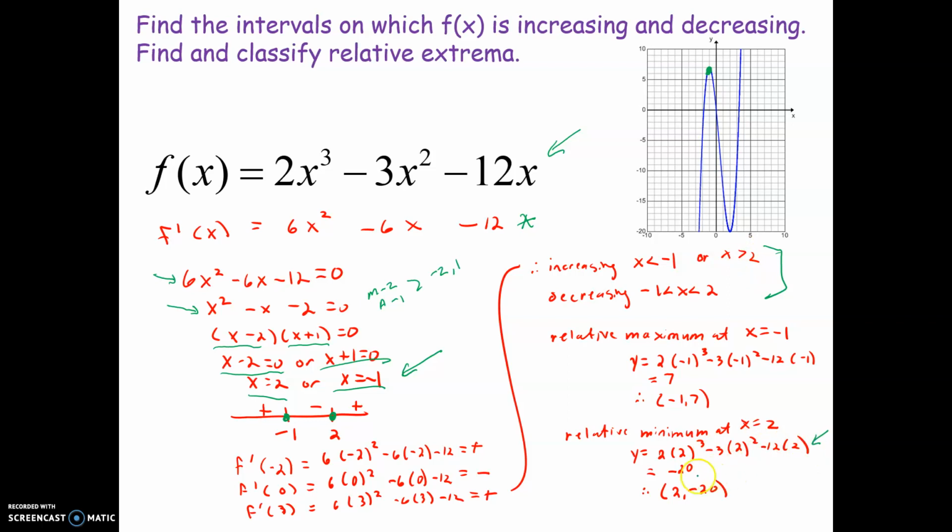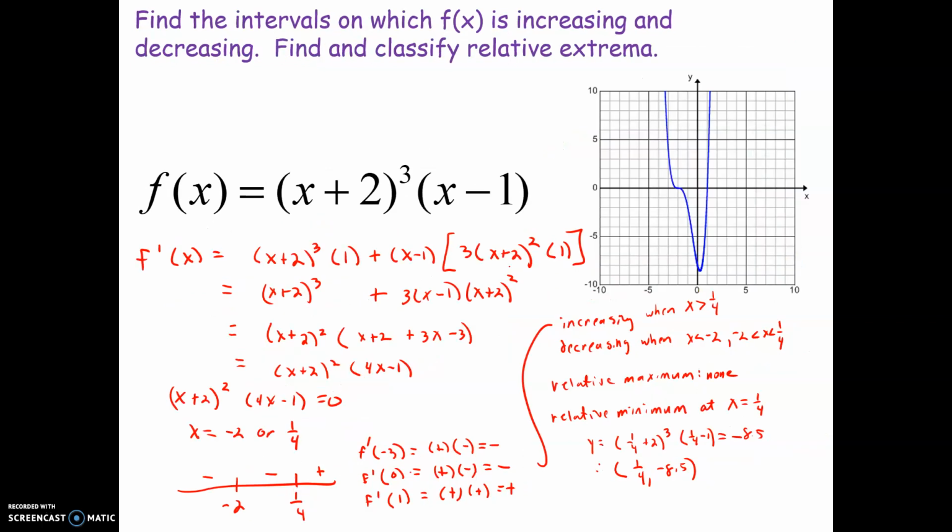So that's what I did over here to find out that y is negative 20. So when x is 2, y is negative 20 down here. Okay, so it's increasing when x is less than negative 1 until it gets to that point, negative 1, 7. It's decreasing when I go from an x of negative 1 to an x of 2. So when I go from that point of negative 1, 7 to the point 2, negative 20, and then beyond that point, it's increasing. And that's what gets me the shape of that graph.